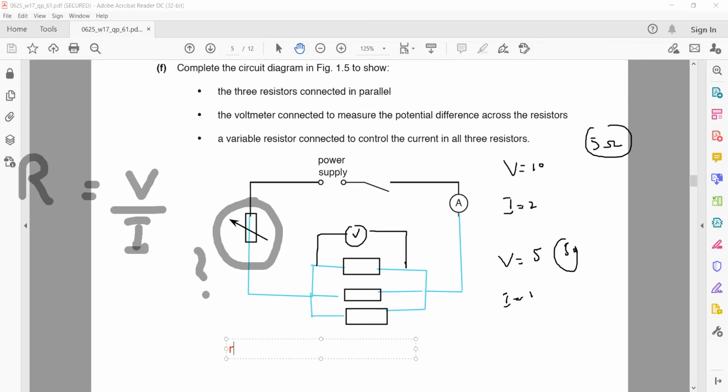So using a variable resistor, we can repeat the experiment with different sets of voltage and current.